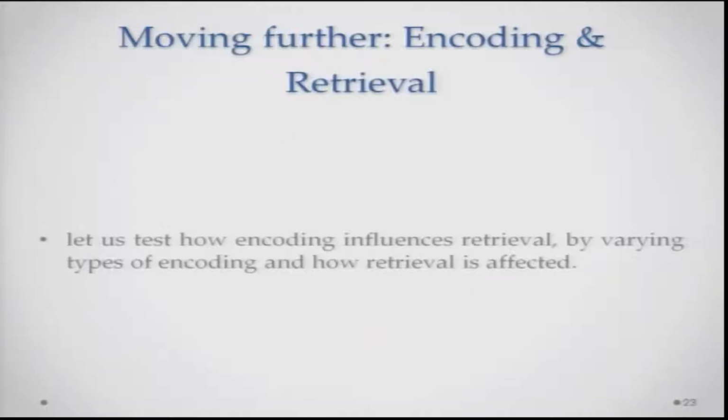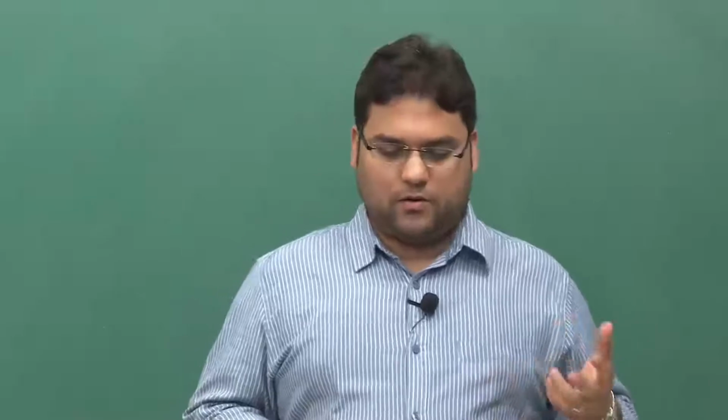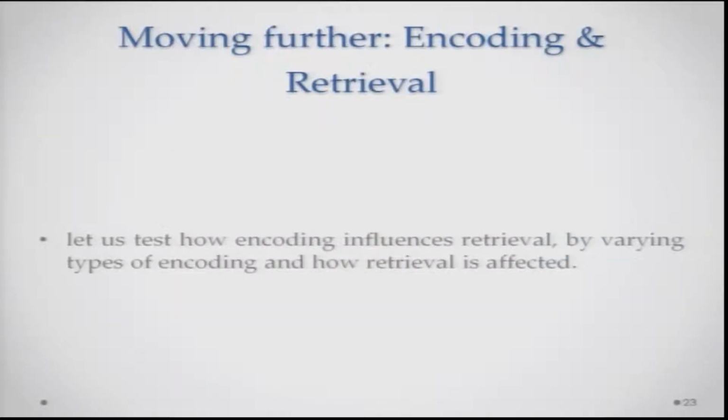So there were some experiments done. We'll talk more about these encoding and retrieval things and see how this actually helps. So let us test how encoding gets influenced by retrieval. By varying the type of encoding, how can retrieval also be affected?